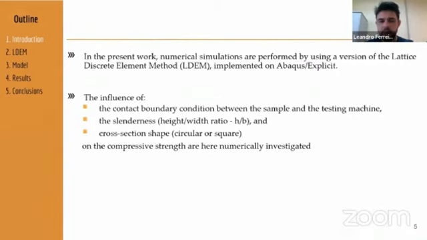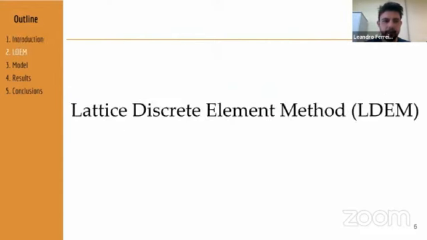In the present work, numerical simulations are performed using a version of the lattice discrete element method, named LDEM, implemented in the Abaqus software. The influence of the contact boundary condition between the sample and the testing machine, the slenderness levels, and the cross-section shape, that is circular or square, on the compressive strength are here numerically investigated.